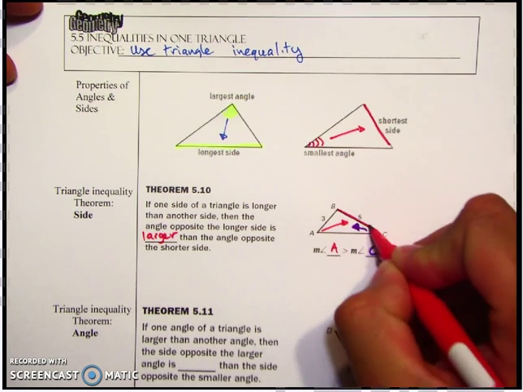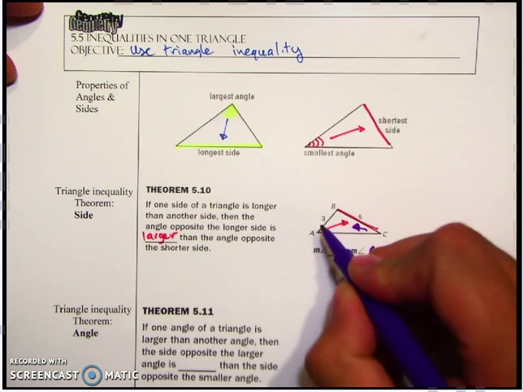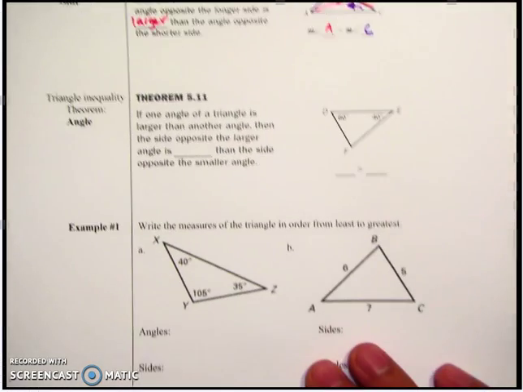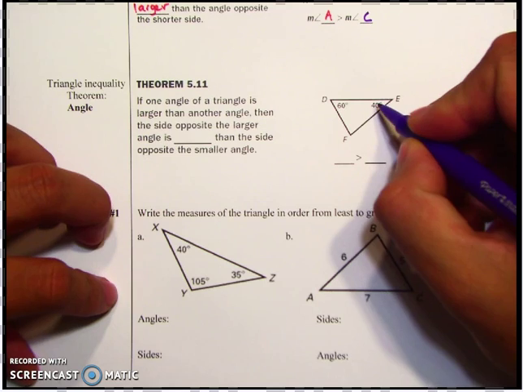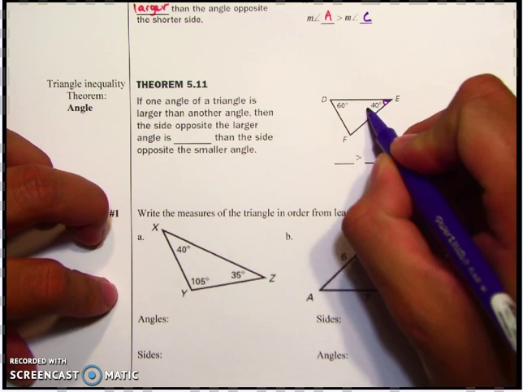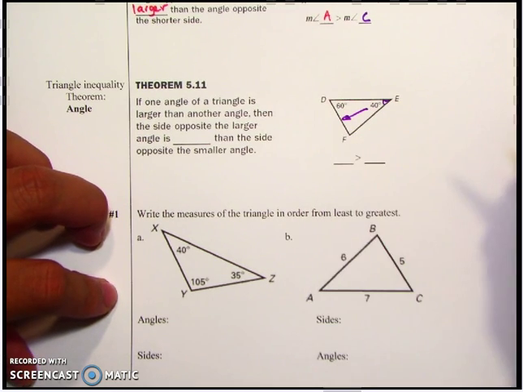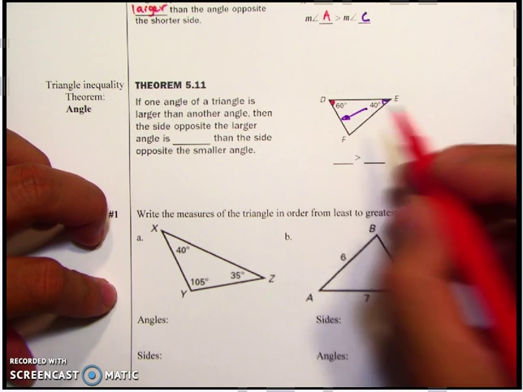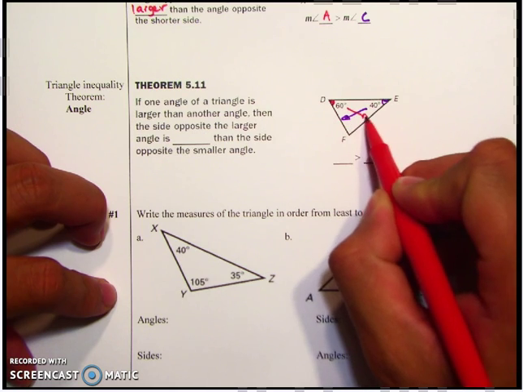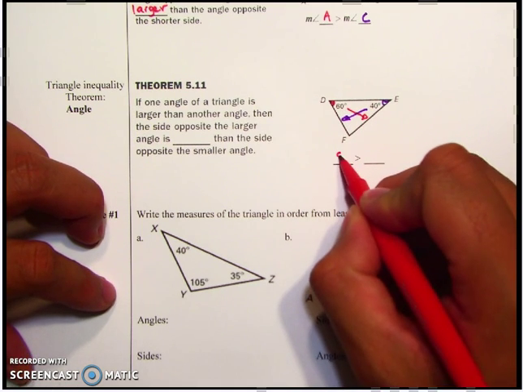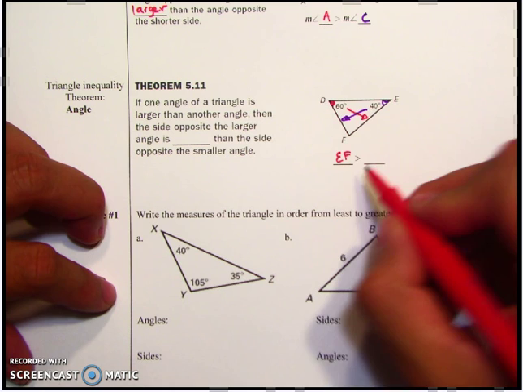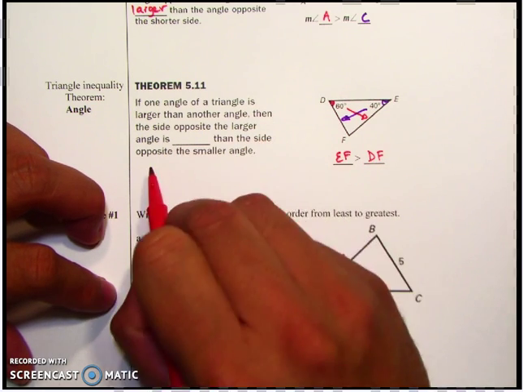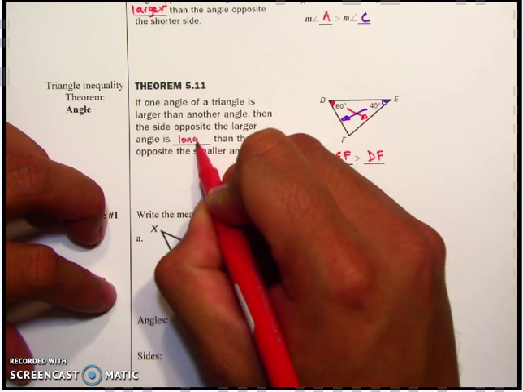You do the same thing going backward. So if they give you an angle right here, you have a small angle, 40, so that means DF will be a small side. And here you have angle D, which is 60, which is bigger than 40. So it makes sense that EF has to be bigger than DF. Okay? So they're saying that if you have a larger angle, then you have a longer side. Okay?